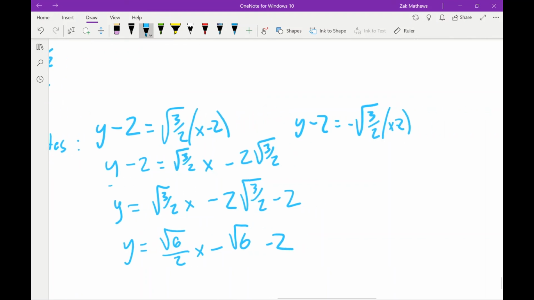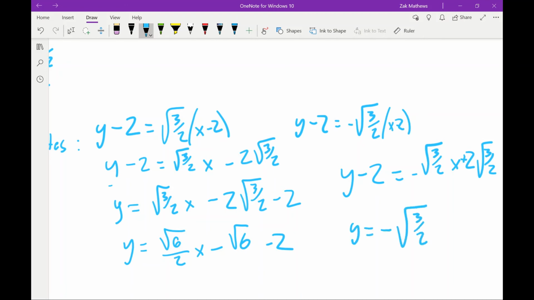And then here we'd have y minus 2 equals the negative square root of 3 over 2x plus the square root of 3 over 2 times 2. I forgot my 2 there. And then adding that 2 over, we'd have y equals the negative square root of 3 over 2x plus 2 square root of 3 over 2 plus the 2. And so those would be our asymptotes.